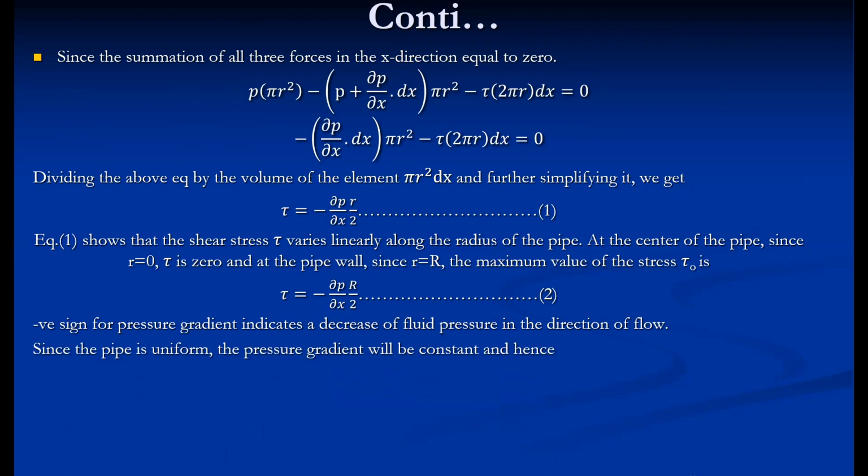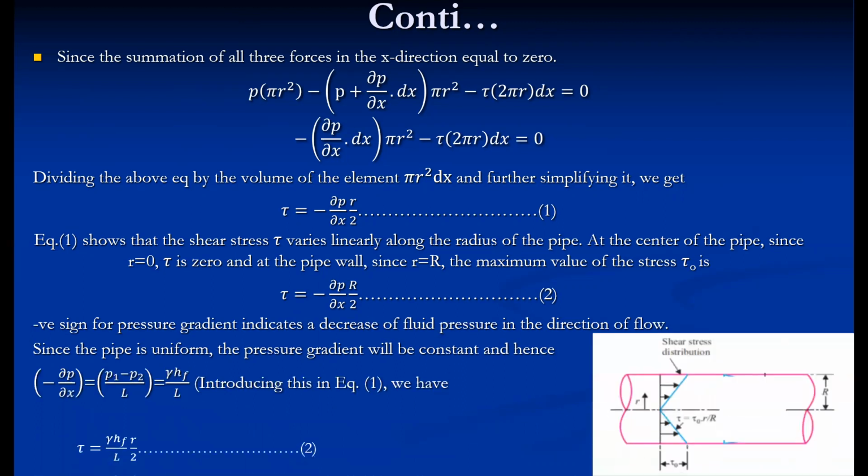Since the pipe is uniform, the pressure gradient will be constant here. And another equation we can develop in terms of pressure, that is pressure head, HF. But this is immaterial as far as this derivation is concerned.